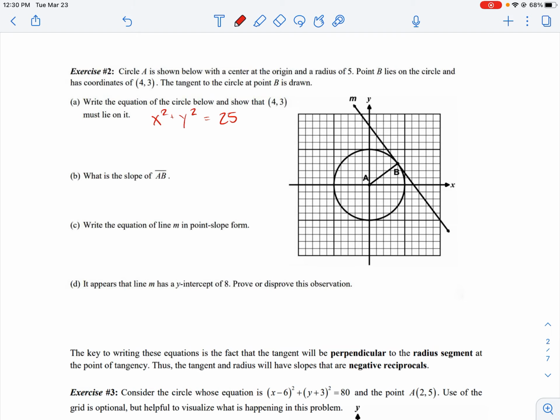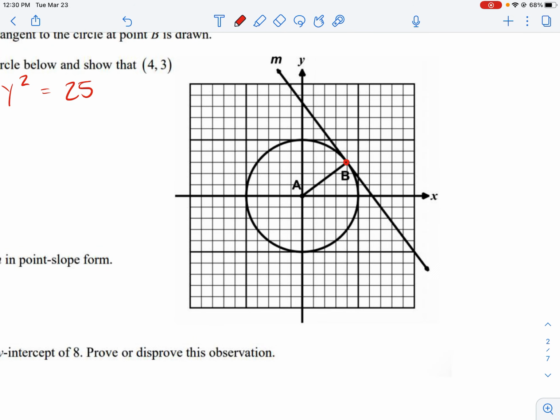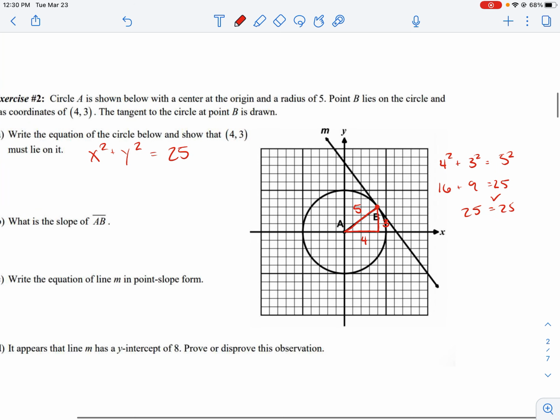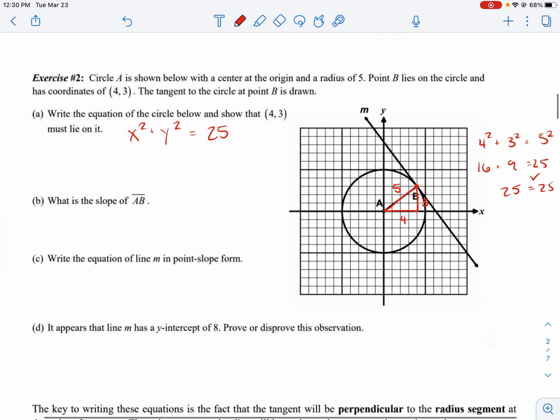Here's our point, and here's our triangle created by (4, 3). Here's 4, here's 3. We're going to use a squared plus b squared, which is hopefully equal to this length right here, which should be 5, so 5 squared. 16 plus 9 is equal to 25, and 25 is equal to 25. So it checks out. (4, 3) does lie on the circle.